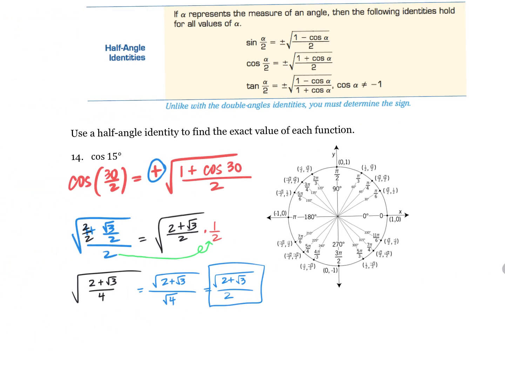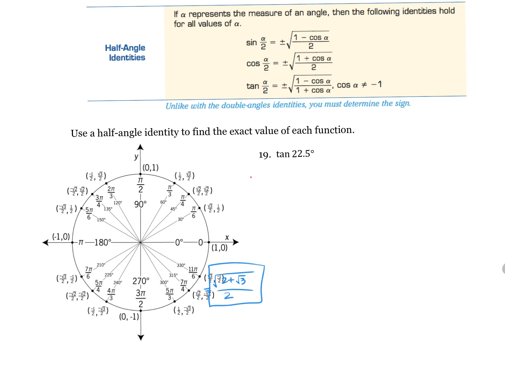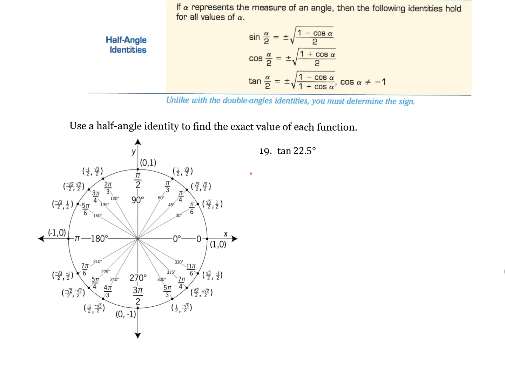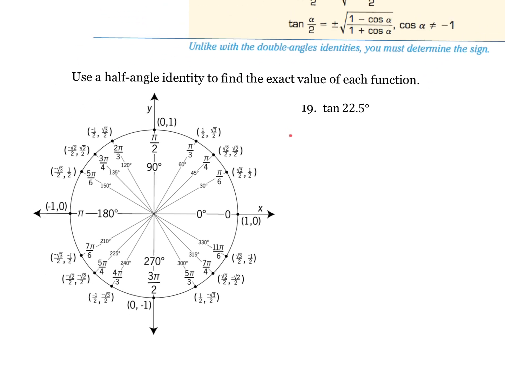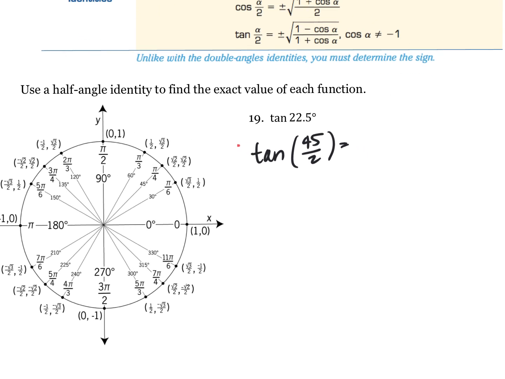Let's try it one more time. We got this question over here. Tangent of 22.5 degrees is not on my unit circle. It's half of 45, right? Isn't 22.5 the same as 45 divided by 2? When you get the half angle, you're like, dude, that's not my unit circle. Just double it, and boom, now you've got your new alpha. We're going to use this formula right up here.